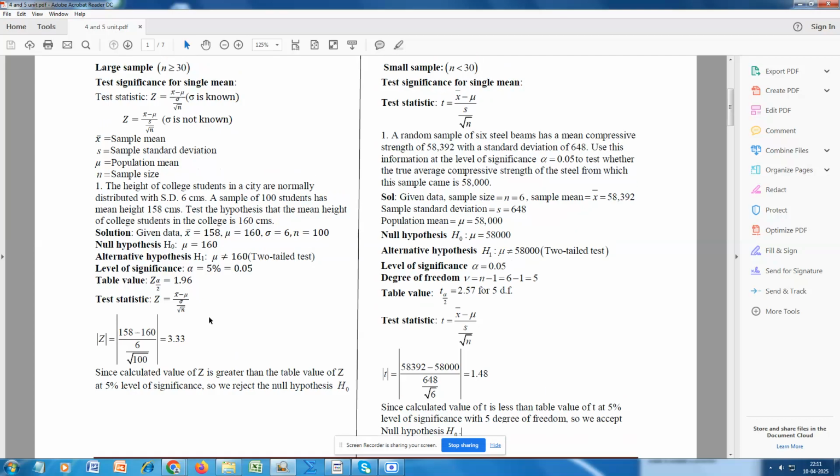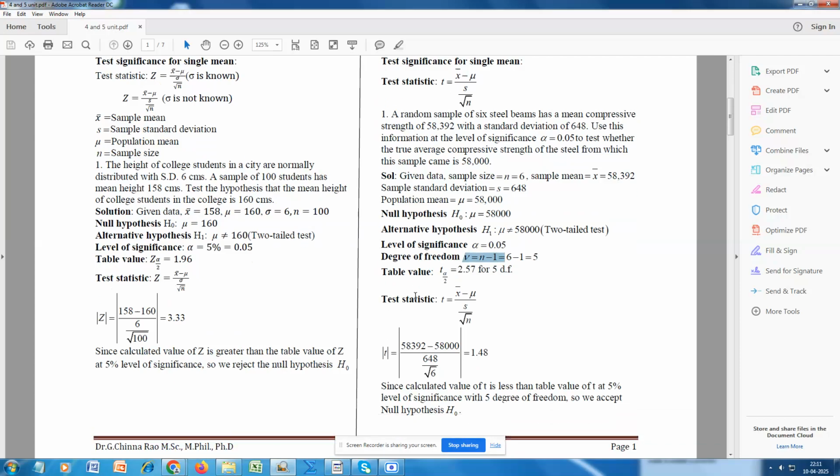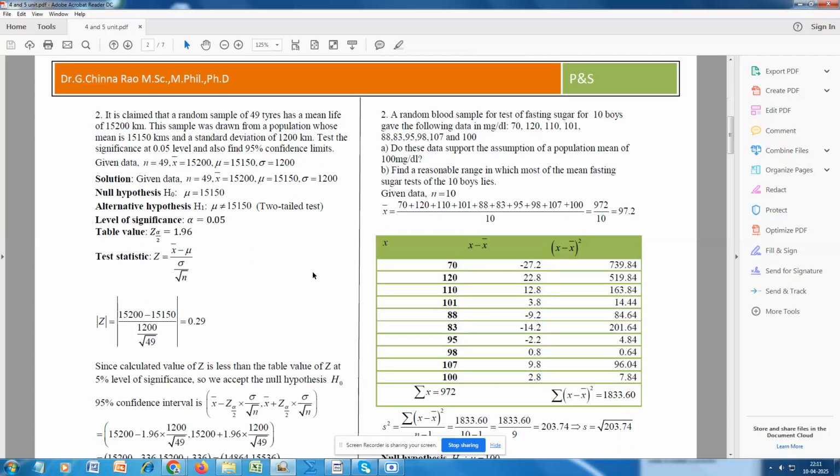So both procedures are the same. In a small sample, the additional part is degrees of freedom. Again, we will discuss another problem.